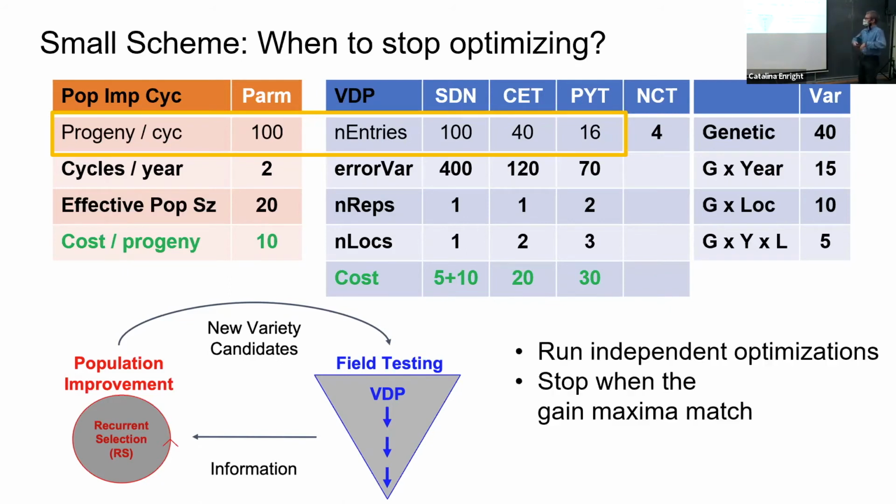So what I'm going to do is start with a given set of founders and run independent Bayesian optimizations. When the optimizations agree with each other, I'm going to say, okay, I've reached a place where the models have stabilized.